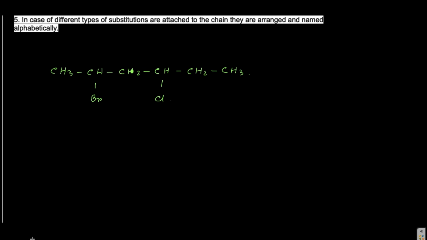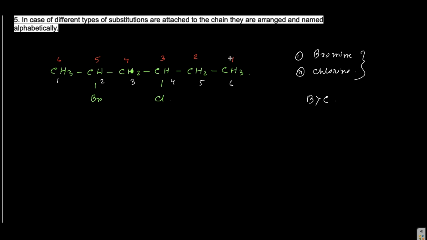So first start numbering like this: 1 2 3 4 5 6. Because the longest carbon chain is this, obviously, there is no doubt, because it is a straight chain, and you can give the number like this: 1 2 3 4 5 6. Here two substituents are present, one is bromine, second is chlorine. So if these two substituents are present, then alphabetically which one comes first? B comes before C, so bromine gets the priority. Arrange names alphabetically, so bromine gets the priority.